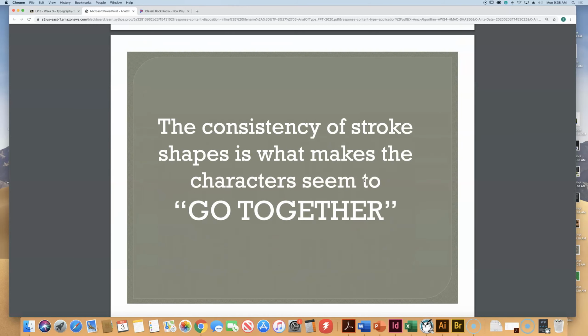All right, so the consistency of stroke shapes is what makes the characters go together. When you make a font from scratch, the letters all A through Z have to look like they go together, not like they're a bunch of different letter sets.